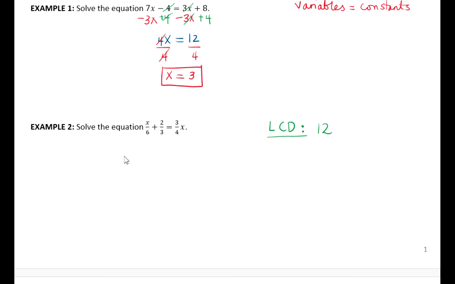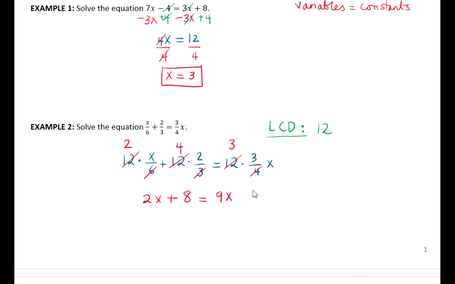So I have 12 times x over 6 plus 12 times 2/3 equals 12 times 3 over 4 times x. Now do the cancellations. 12 and 6 cancel, I got 2. 12 and 3 cancel, got 4. 12 and 4 cancel, and I got 3. So you see, I got 2x plus 8 equals 9x.